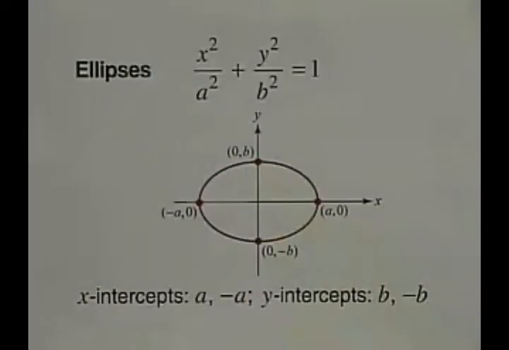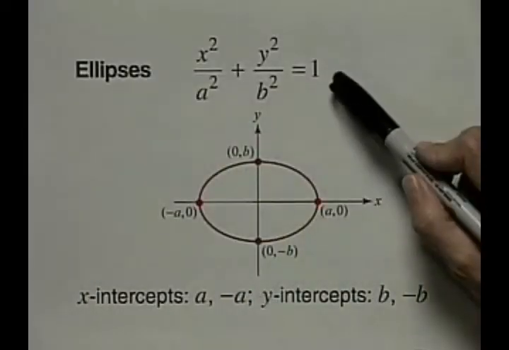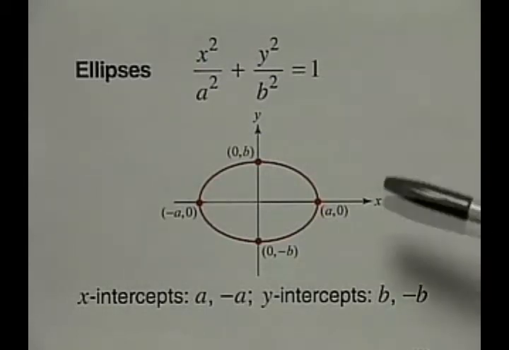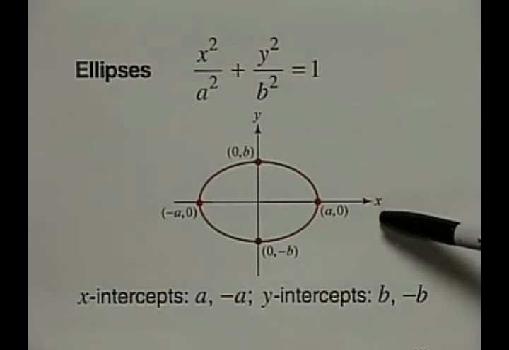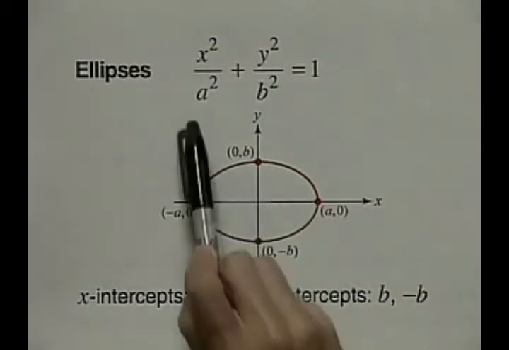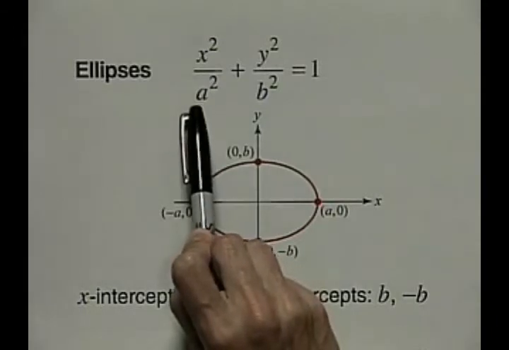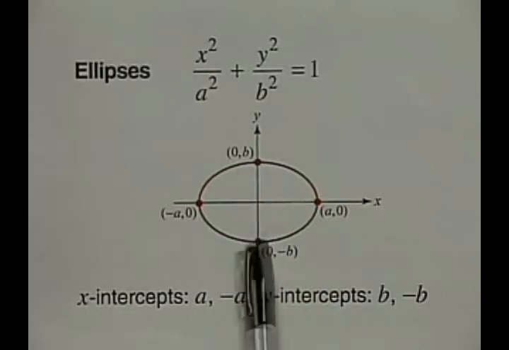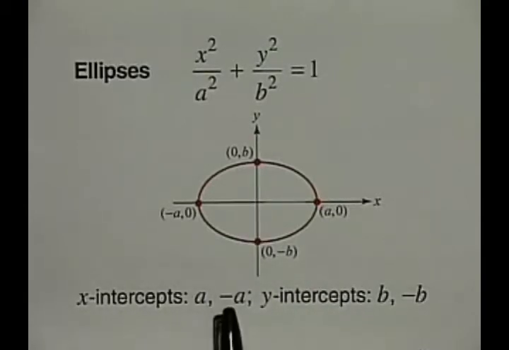Let's move on to ellipses. An ellipse that has an equation of the form x squared over a squared plus y squared over b squared equals 1 looks like this. Notice that the center of the ellipse is (0, 0). Here, a is half the major axis, b is half the minor axis. The x-intercepts are a and negative a, the y-intercepts are b and negative b.